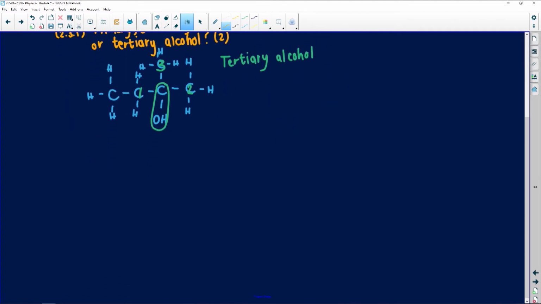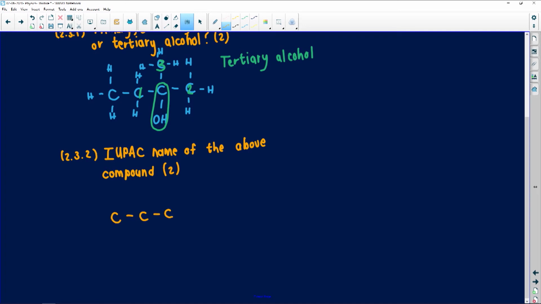So the next question says, this is 2.3.2. We must give the IUPAC name of the above compound. Can you see how much we're using IUPAC? And this one's also pretty easy. It's for 2 marks. Okay, what I'm going to do again for my darlings, let's redraw it. We've got 4 carbons. It's attached to an OH.